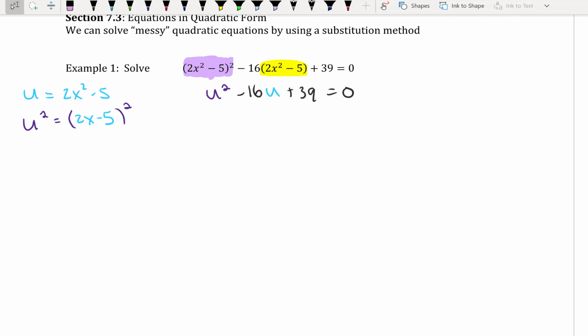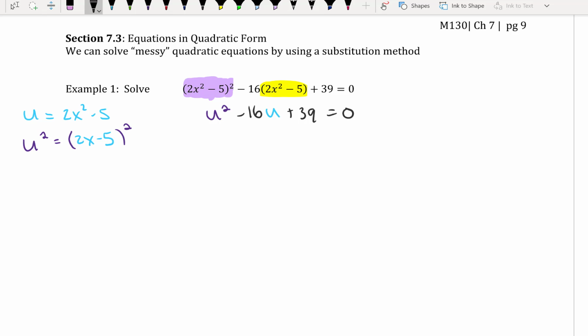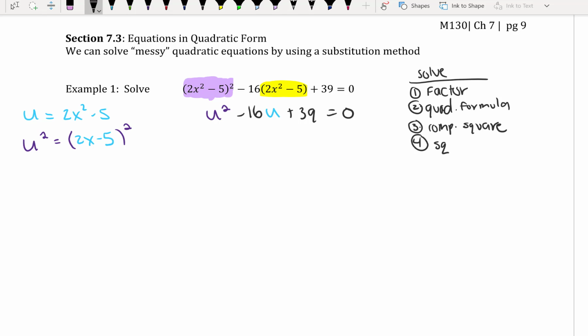So now that we have this, there are a couple of things that we can do. To solve, here are the different methods. We can factor. We can use the quadratic formula. We can do completing the square. And if possible, sometimes we can do the square root property. But in this particular case, I'm going to always try to solve with factoring. Let's just see if this factors.